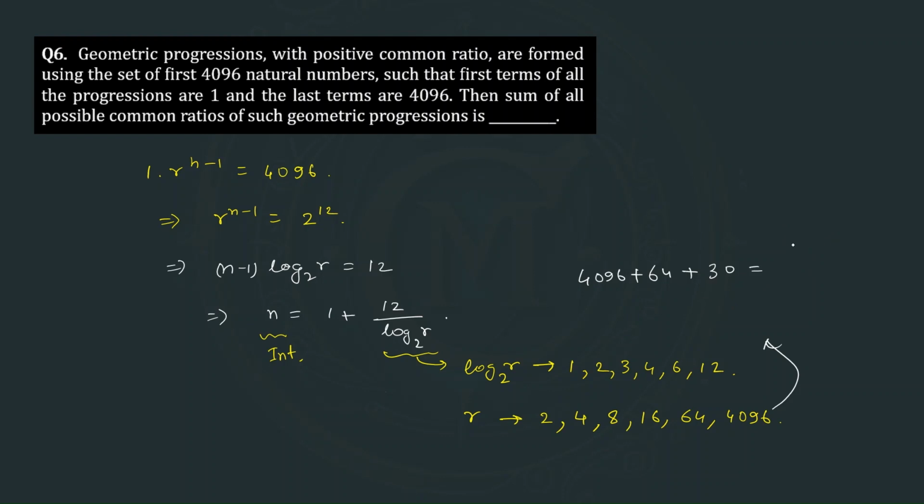So this becomes 4096 plus 94. This becomes 4100 plus 90. So 4190. 4190 is the correct answer for this question.